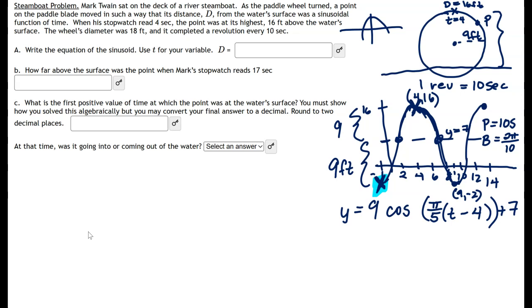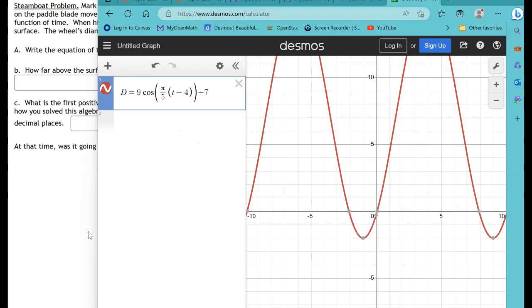How far above the surface was the point when Mark's stopwatch reads 17 seconds? This is a technology question. I don't need to see any work for this. So I'm going to jump over to Desmos just to check it. And I've already got this typed in, so you don't have to watch me do that.